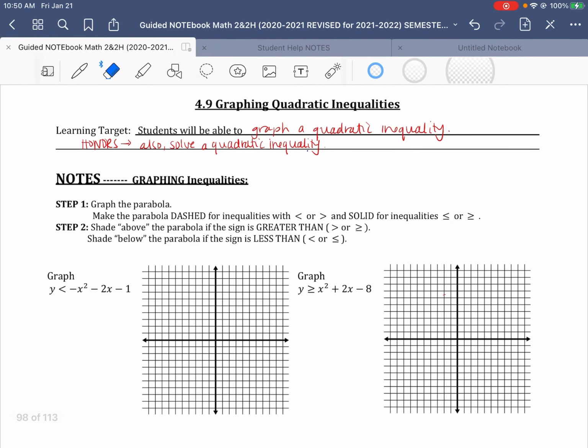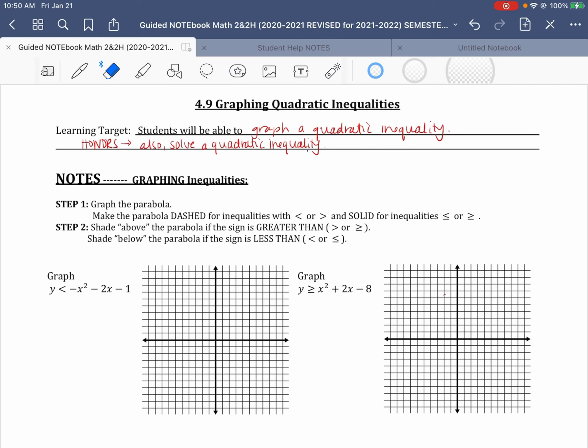Okay, in this video we're going to cover section 4.9 in our guided notes. This is page 65, and we are going to talk about how to graph an inequality. And then I'll make another little video for those that are extending this, my honor students, to the quadratic inequalities where you're solving. So first of all, it's just talking about graphing an inequality.